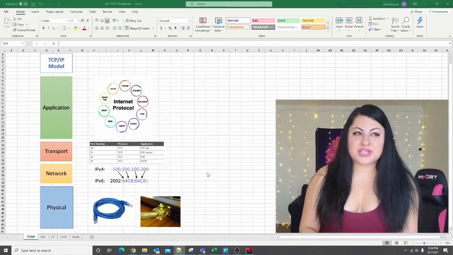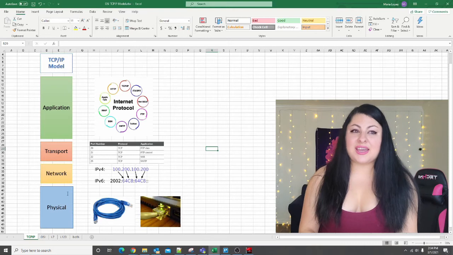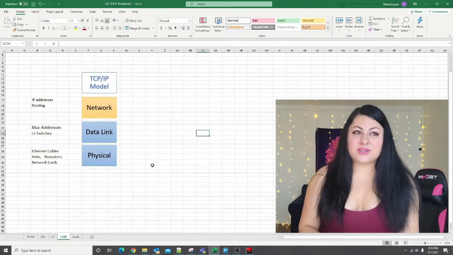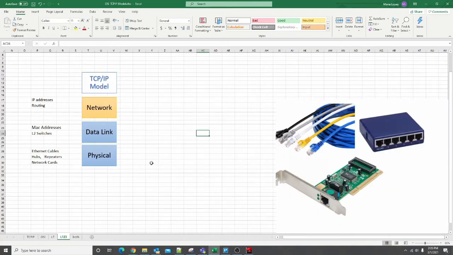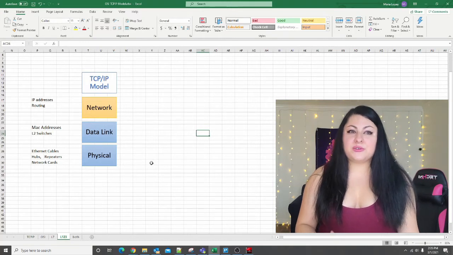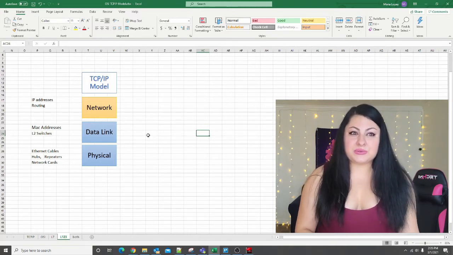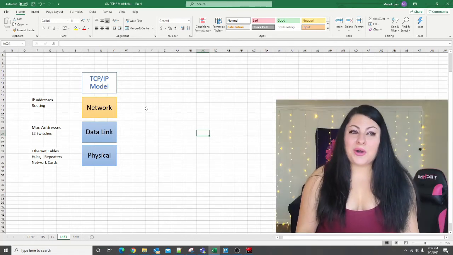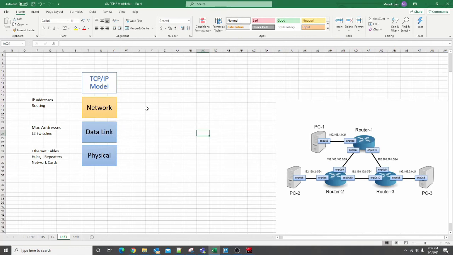So even though traditionally the TCP/IP model has four layers, as you study for the CCNA, it will break down the physical layer into two, making a physical and data link layer. Physical, which is layer 1, includes Ethernet cables, hubs, network cards, repeaters, things that don't have a brain, just physical equipment. Data link is always layer 2. This includes MAC addresses. Switches use MAC addresses to allow communication between hosts on the same network. Layer 3 is always the network layer. This includes IP addresses and routers. Routers use IP addresses to route packets to the correct destination.